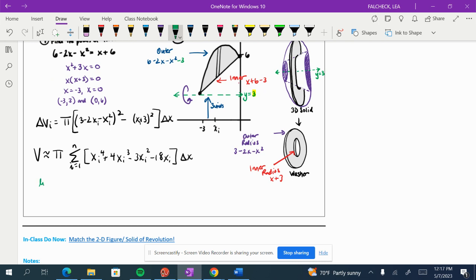Now, as we let n, the number of washers, approach infinity, we will get our definite integral that will yield the exact volume of the solid of revolution, and that will be x to the fourth plus 4x cubed minus 3x squared minus 18x dx. Go ahead and pause the video and get the solution and then match it with mine. Sorry, that's an 8.